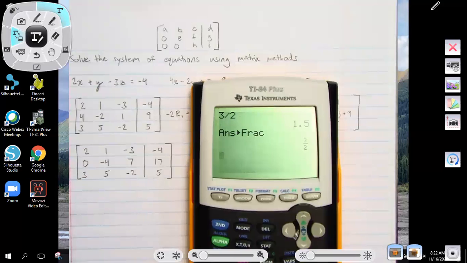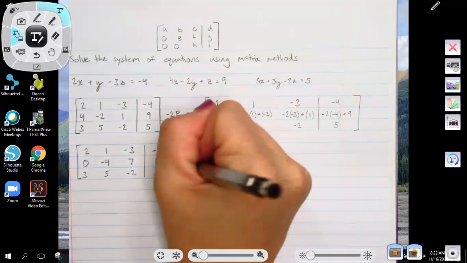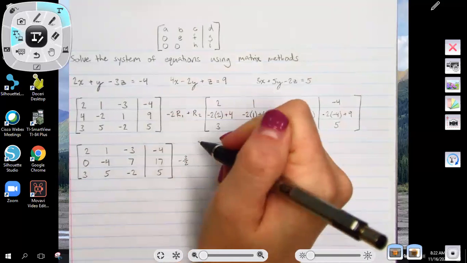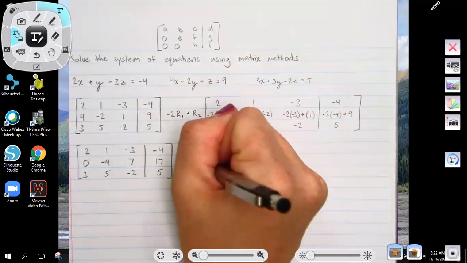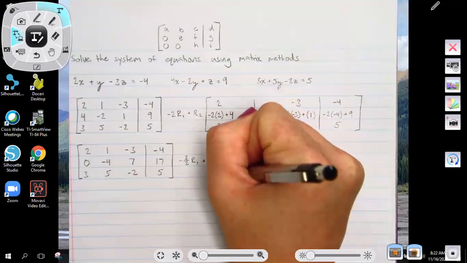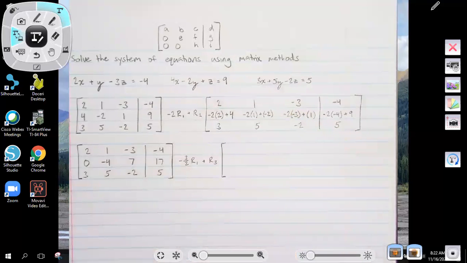But we don't just need a 3, we need it to be -3 so that it'll cancel out with this +3. So we need to multiply by -3 halves. -3 halves times row 1, and then we're going to add that to row 3. Okay, so the only thing that's changing is row 3.